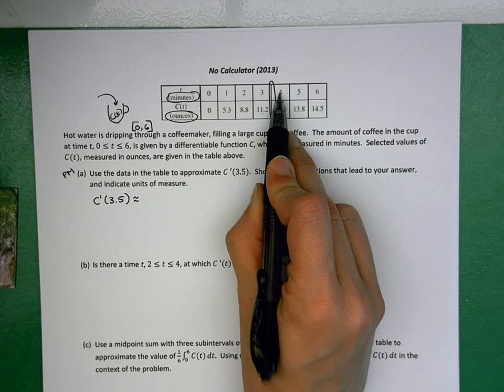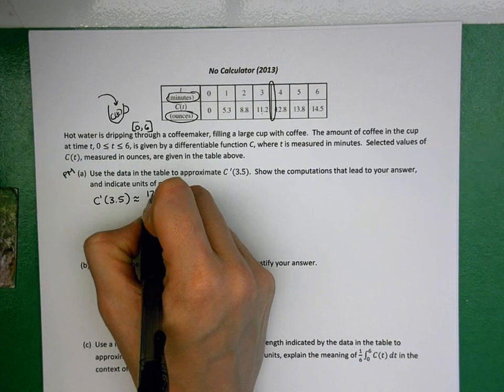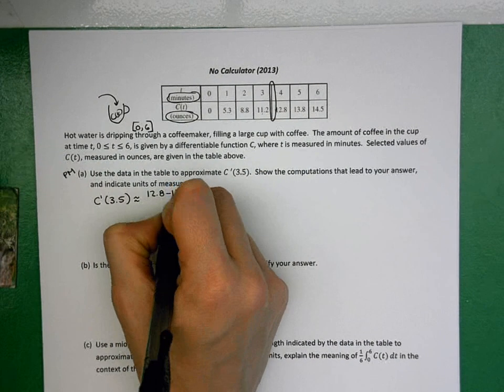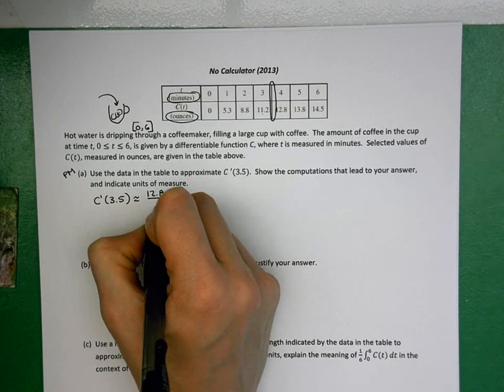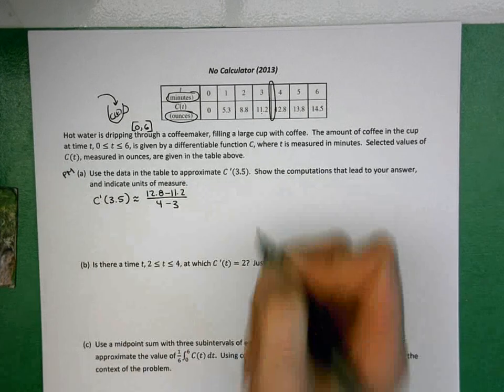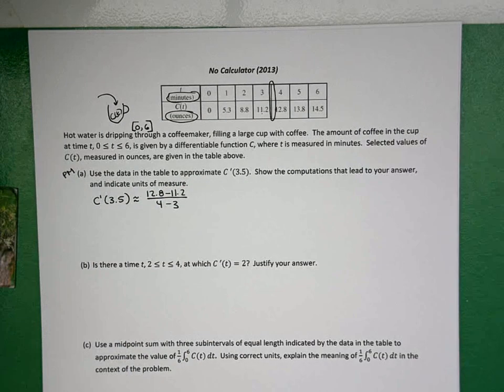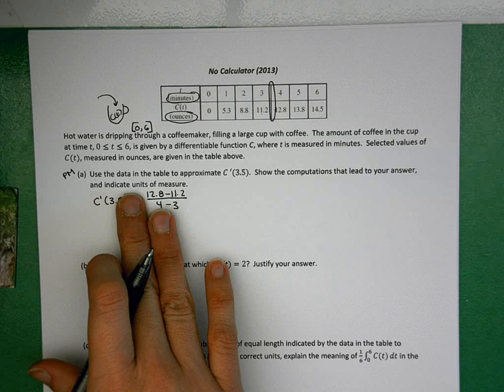Or, if you do want to simplify, you can. Again, I don't recommend it. But if you simplify, this would simplify down to 1.6. Okay? And then indicate units of measure. So we are finding the derivative of C.